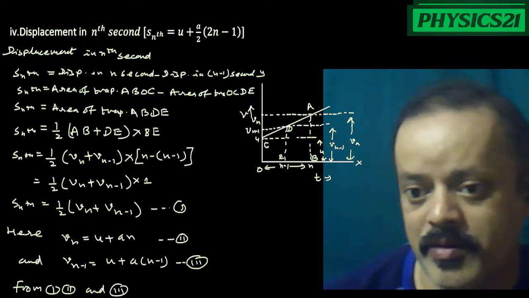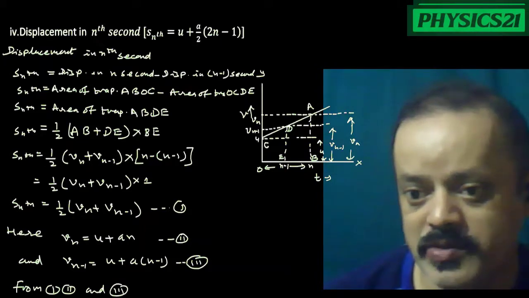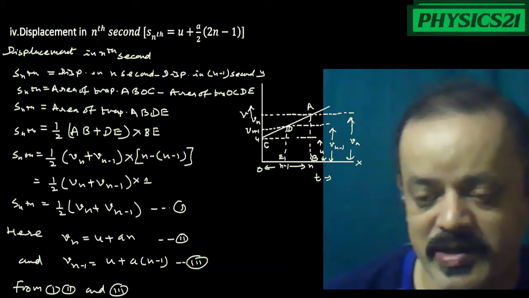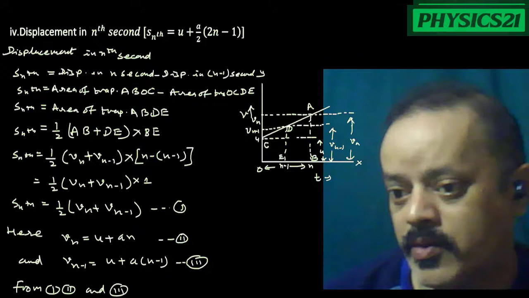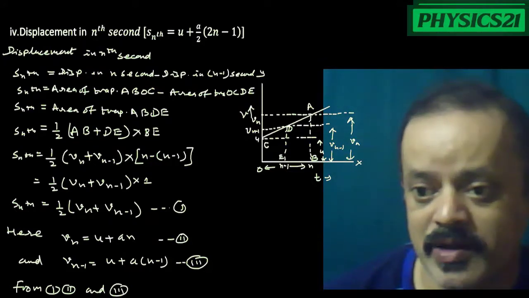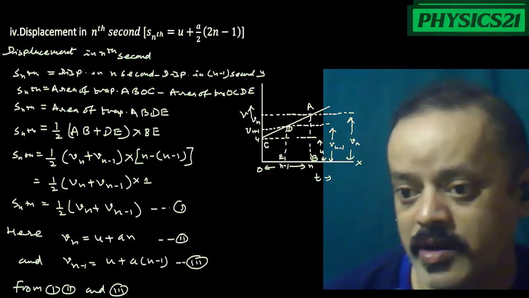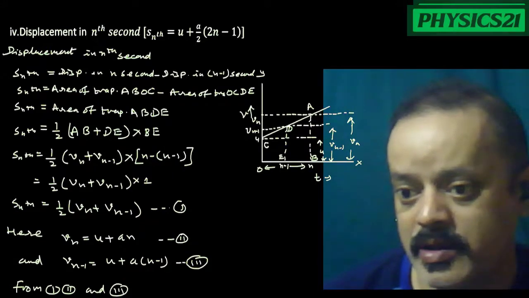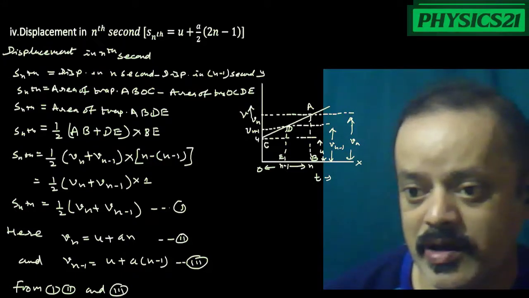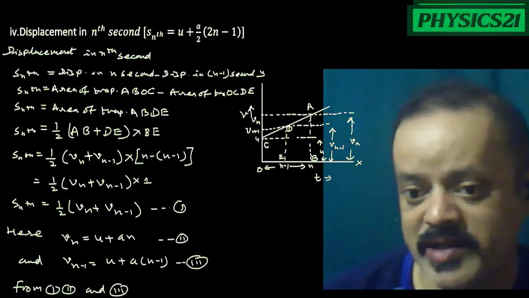So here, by the graph, to find the displacement in n seconds, we calculate the area of the trapezium ABOC. Then to find the displacement in n minus 1 seconds, we calculate the area of trapezium OCDE. As we subtract the area of trapezium OCDE from the area of trapezium ABOC, we get the area of trapezium ABDE. So this area ABDE will represent the displacement in the nth second.